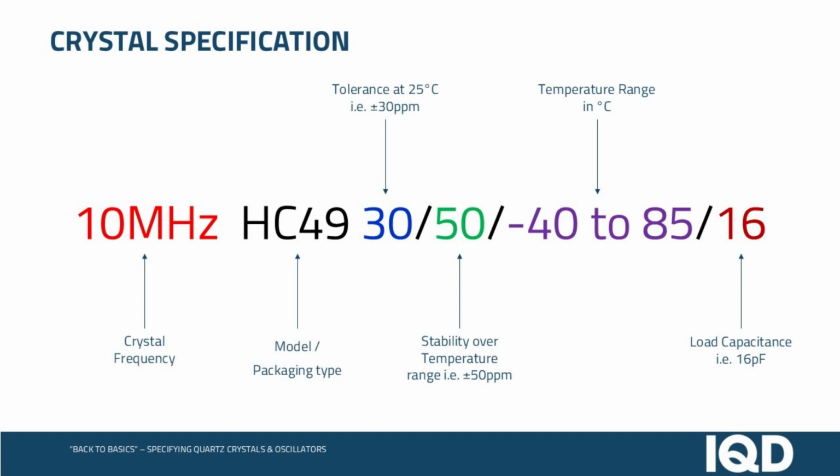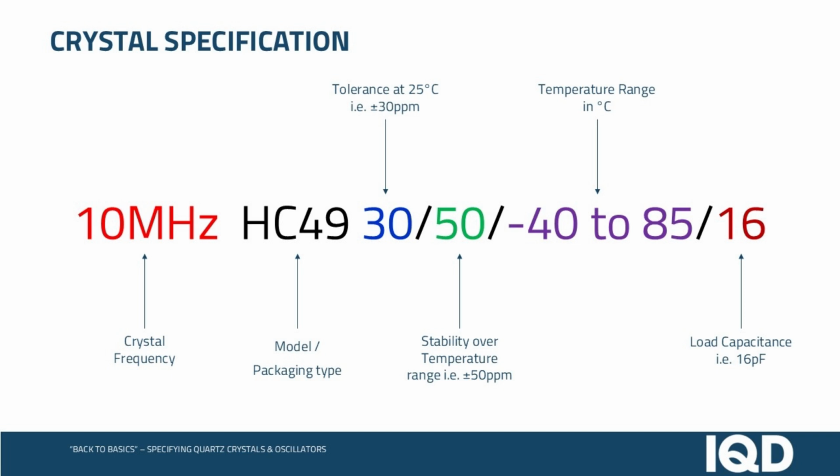So again, we have the frequency, in this example, 10 megahertz. We have a package type, HC49, and we then come to the electrical spec. The first figure is the frequency tolerance. So in this case, the 30, it means plus or minus 30 ppm, ppm being short for parts per million. The second figure is the stability figure over temperature. This example is plus or minus 50 ppm.